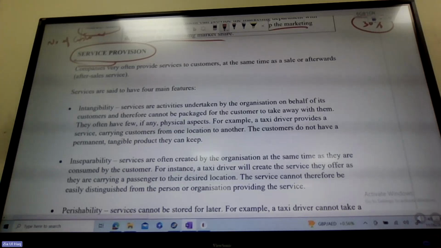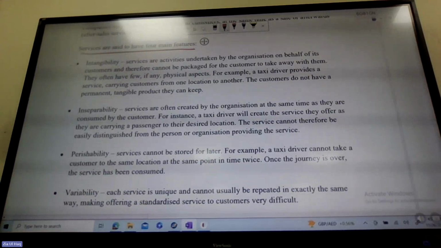What are the features of services? Services are said to have four main features. One is called intangibility. Services cannot be seen. If an accountancy firm has provided accountancy services, a taxation firm taxation services, or a law firm legal services, the results achieved for the client are different, but the services they have provided cannot be seen. So services have the feature of intangibility.